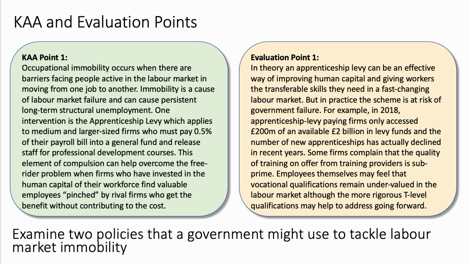Here's my first evaluation point. In theory, an apprenticeship levy can be an effective way of improving human capital and giving workers the transferable skills that they need in a fast-changing world of work. But in practice, the scheme is at risk of government failure. Bring in the idea of government failure. For example, in 2018, just last year, the apprenticeship levy raised £2 billion, but actually firms only accessed £200 million of it, 1/10. And the number of apprenticeships actually in the UK, having risen in recent times, has actually fallen just in the last few years. So it's not necessarily working as intended.